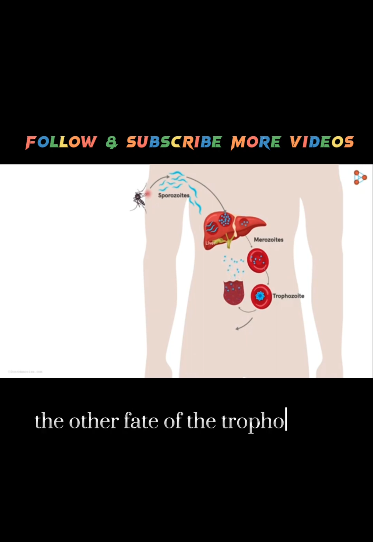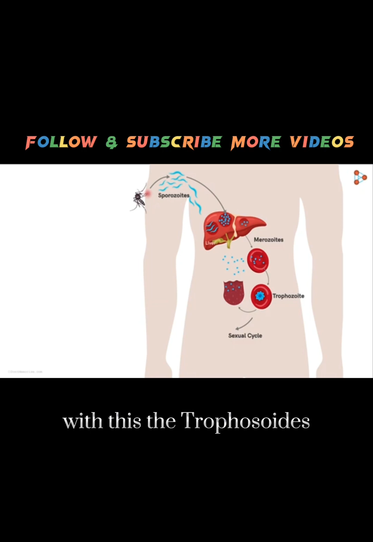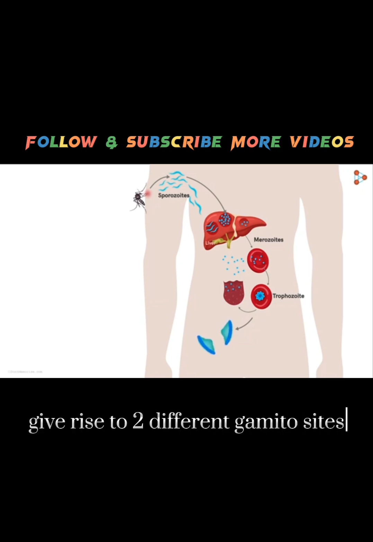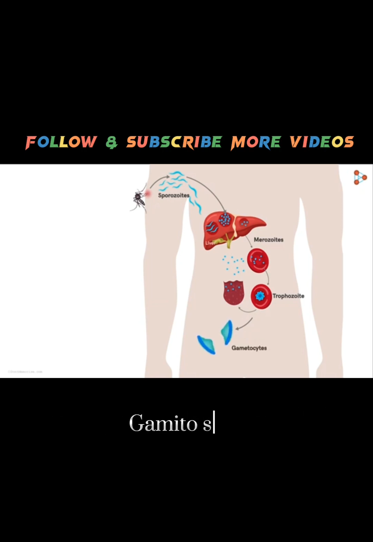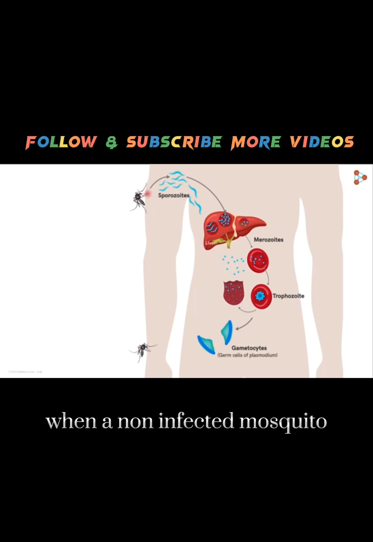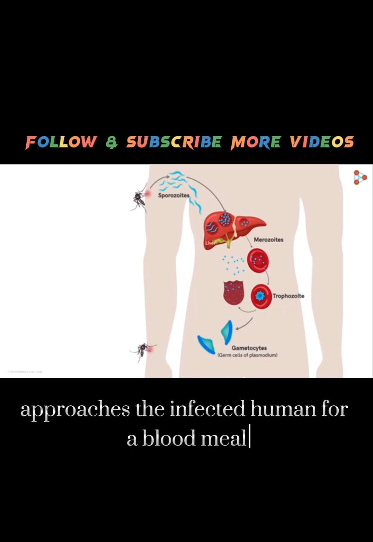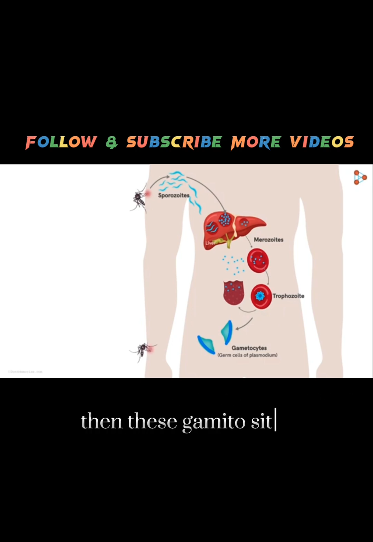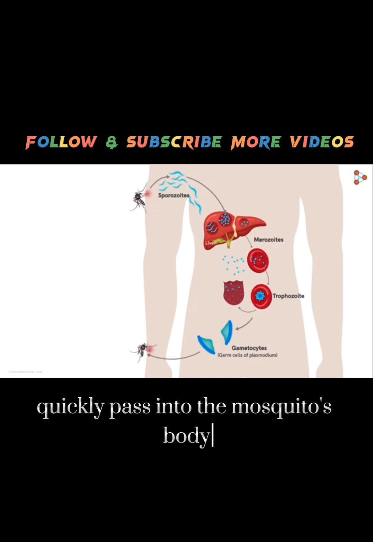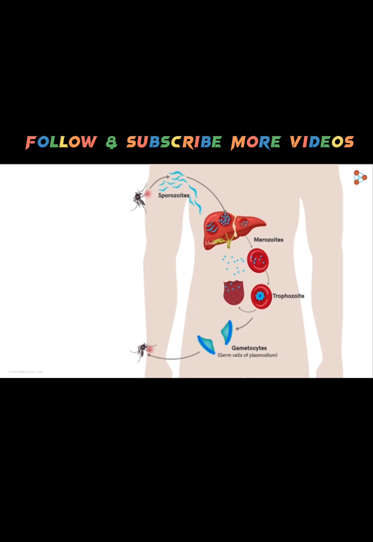The other fate of the trophozoites is entering a sexual cycle. With this, the trophozoites give rise to two different gametocytes. Gametocytes, in simple terms, are like the germ cells of Plasmodium. When a non-infected mosquito approaches the infected human for a blood meal, then these gametocytes quickly pass into the mosquito's body with the sucked blood.